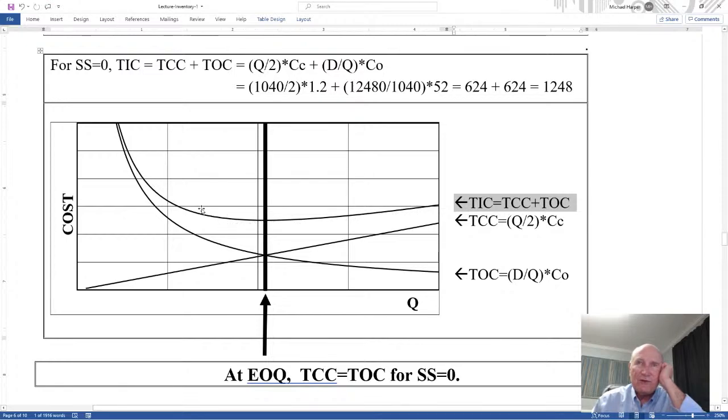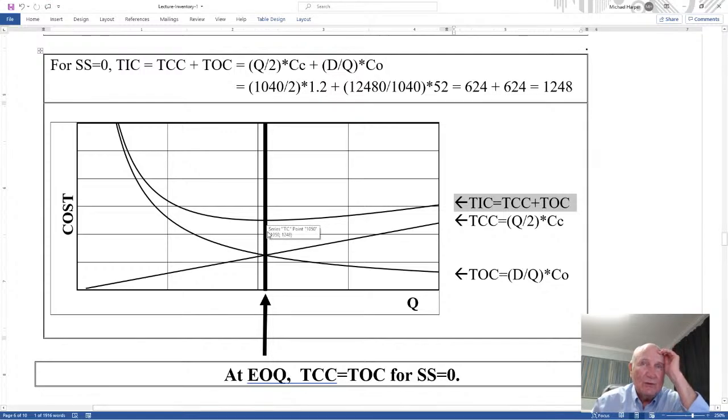Now the minimum of that curve, if I had a ball bearing and dropped it in here, bing, bing, bing, it'll stop right here because that's the minimum. Now that minimum corresponds with that Q, and that Q is the EOQ. So the EOQ will minimize the total inventory cost when the safety stock is 0. And again, just like Omar said, Q is not part of this yet. It will be in a minute. But that's a concept.